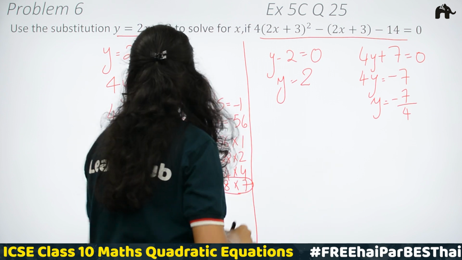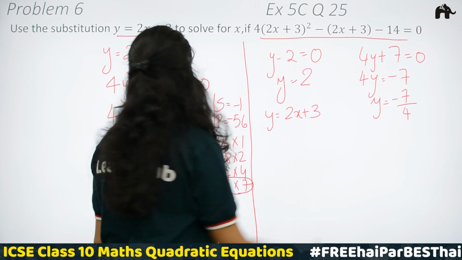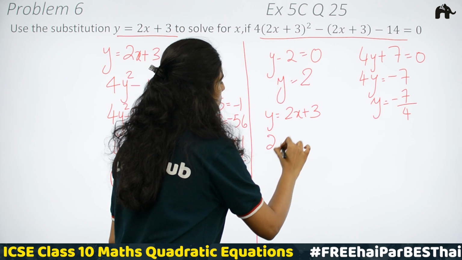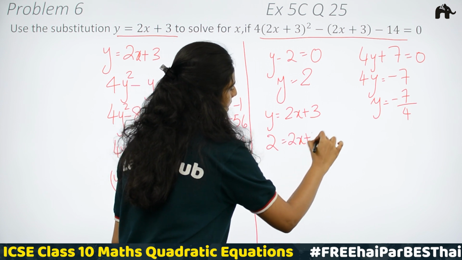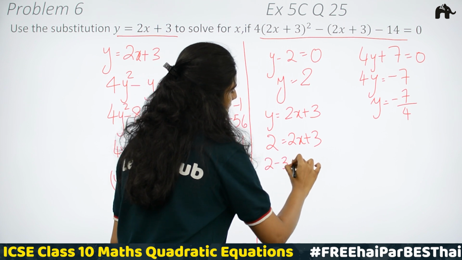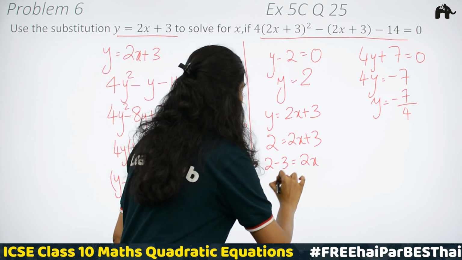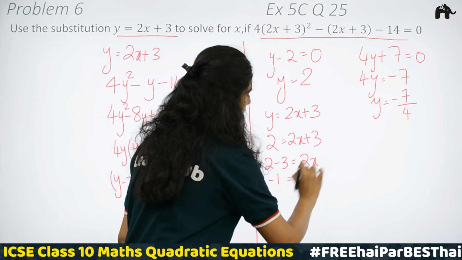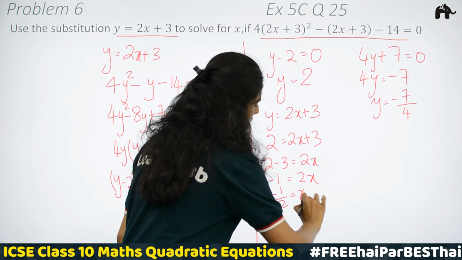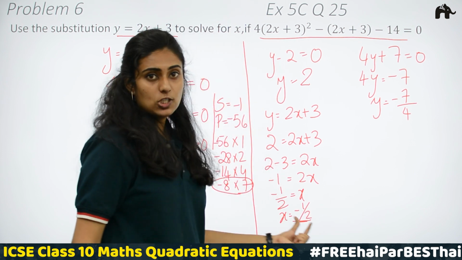To find the value of x, we have y is equal to 2x plus 3. Substitute y is equal to 2. In this case, 2 is equal to 2x plus 3. Bringing this 3 to the opposite side, we get 2 minus 3 is equal to 2x. 2 minus 3 is minus 1. Minus 1 is equal to 2x, or minus 1 divided by 2 is equal to x. x is equal to minus 1 by 2. We got one value of x.